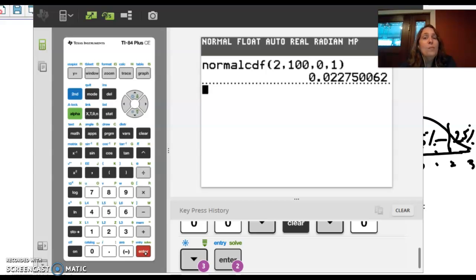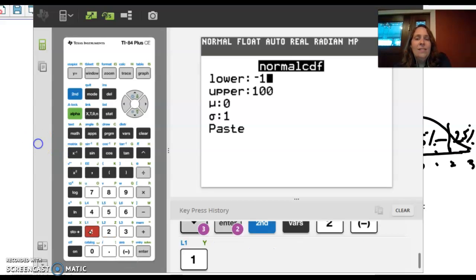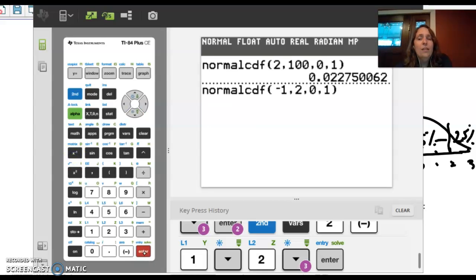If you want to find out what's between two different boundaries, you could also do the same thing by going to 2nd VARS, normalcdf, and let's say what's between, I don't know, a z of -1 and a z of +2. This is just what's between your boundaries. You're putting your lower boundary and your upper boundary in there, and it's 0.8186.